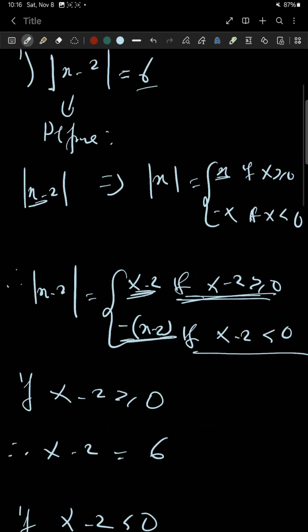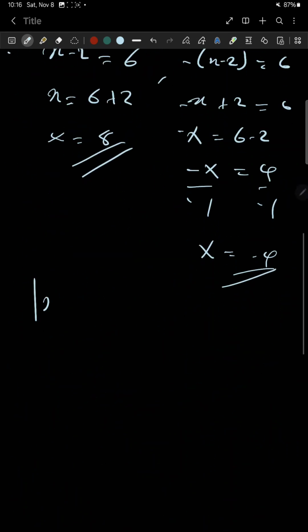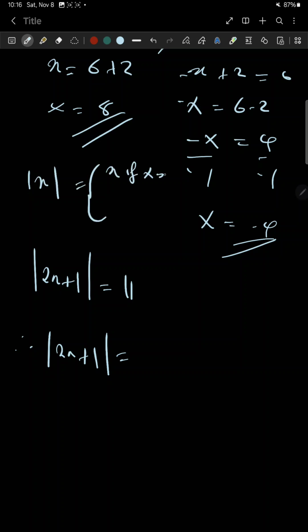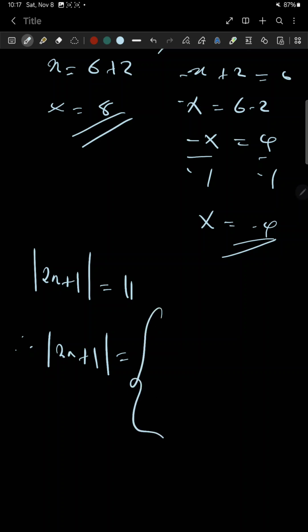Modulus of 2n plus 1 is equal to 11. Okay, so we need to remove this modulus. So here is also how you're going to know. You can write that on a piece of paper, x if x is less than whatever, you can write that, right? But I can also teach you the other way, where you can just write without even writing that. So I'm going to say this will be equal to a piecewise.